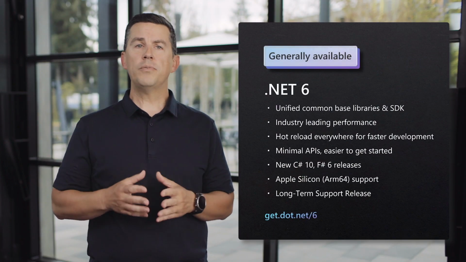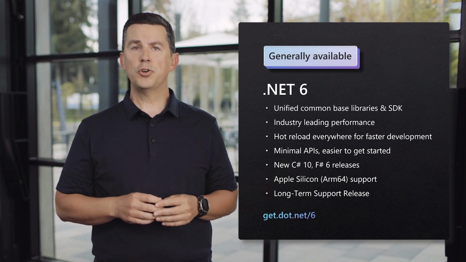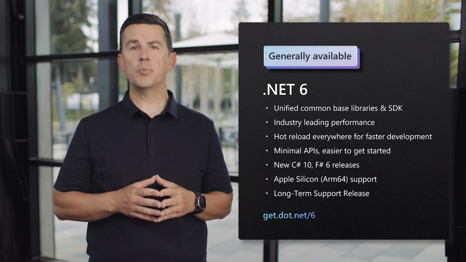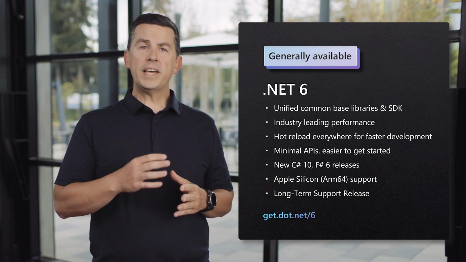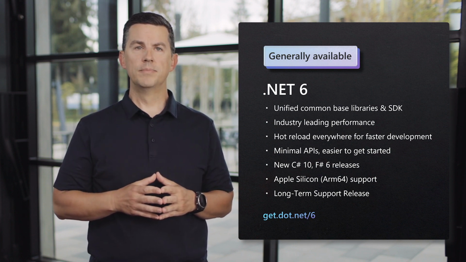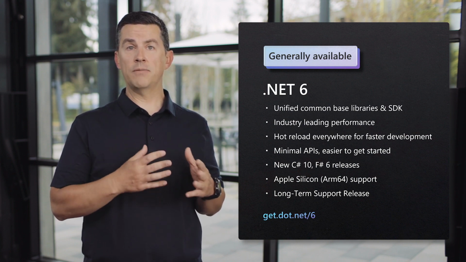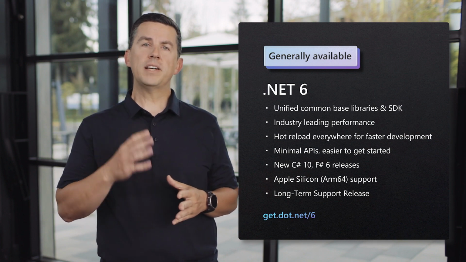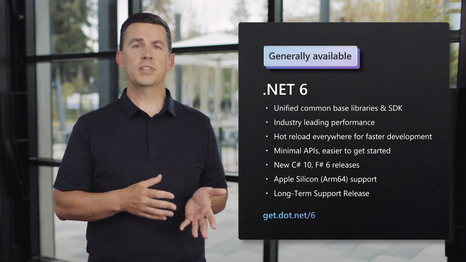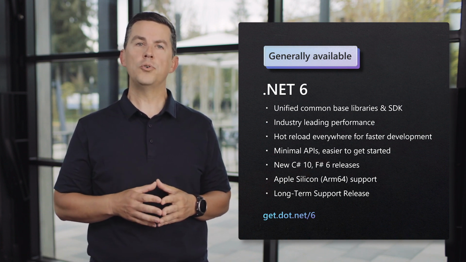As a recap, here are some of the features of .NET 6. You now have a unified set of common base libraries and SDK. So no matter what type of application you're building, you have access to the same standard libraries and developer tools. We continue to make improvements to the performance of .NET and top the Tech Empower benchmarks. Hot reload technology helps you build apps faster, and we've enabled it in the CLI and Visual Studio. We strive to make .NET easier to get started with simplification features like minimal APIs and C# 10 language enhancements that help you reduce the amount of code you have to write. If you haven't already, download it and get started today.